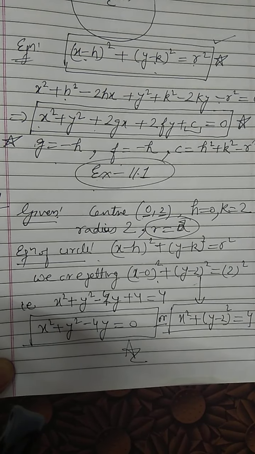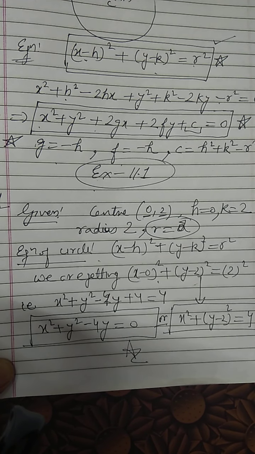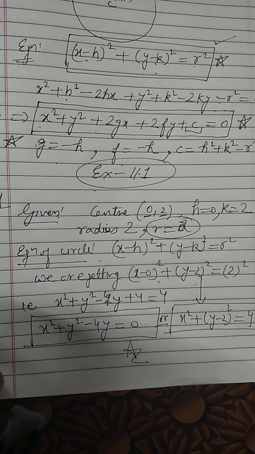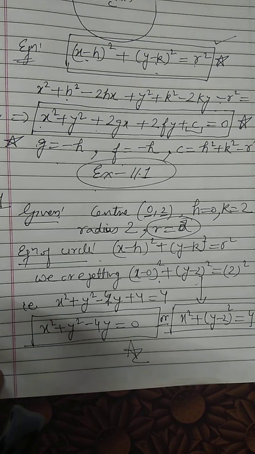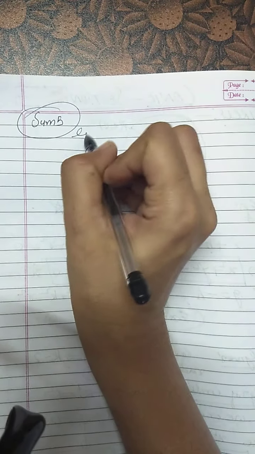So this will be the equation of the circle when center and radius are given. Similarly, sum number 2 and sum number 3 we can do. So one more sum we can discuss here where center and radius are given. So let us do sum number 5 now. In sum number 5, the radius is given.